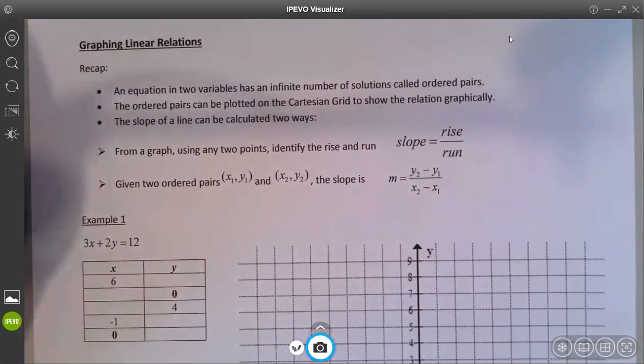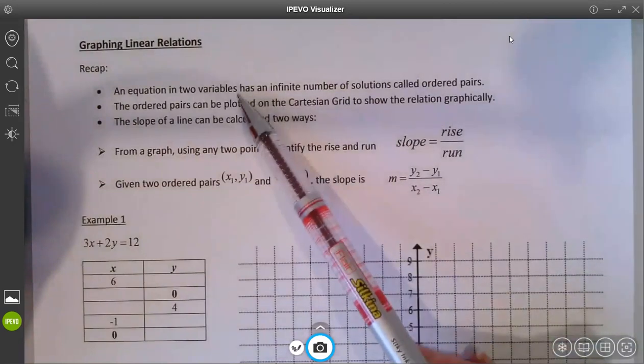In today's lesson, we are continuing with the concept of graphing linear relations. The examples that we look at today are going to look familiar because these are questions that you've actually worked on in assignment number 1. So, recapping what we have learned so far.